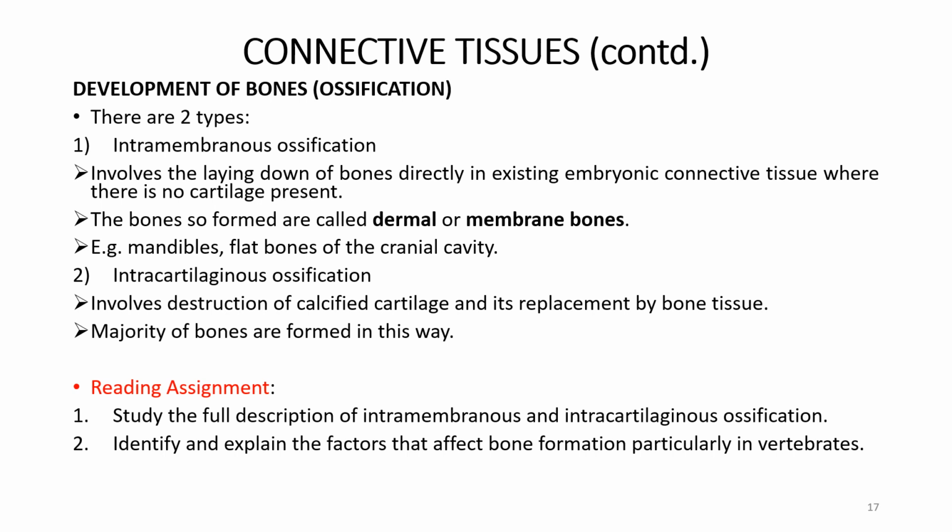Then you have intracartilaginous ossification. This involves destruction of calcified cartilage and its gradual replacement by bone tissue. Majority of bones are formed this way. You have a reading assignment here. Study the full description of intramembranous and intracartilaginous ossification.